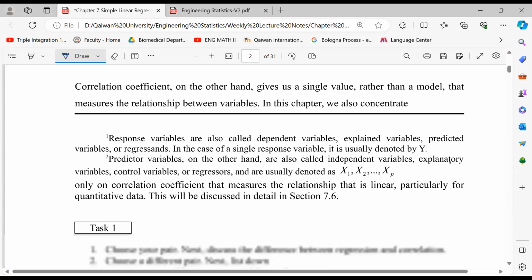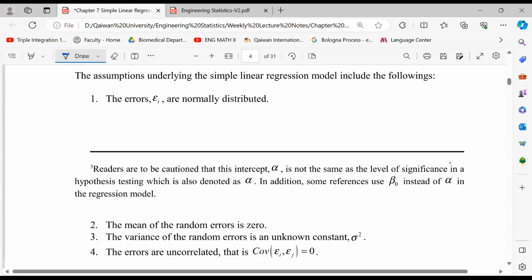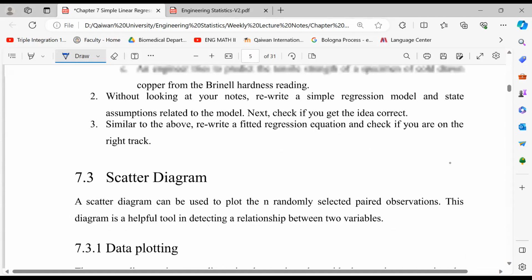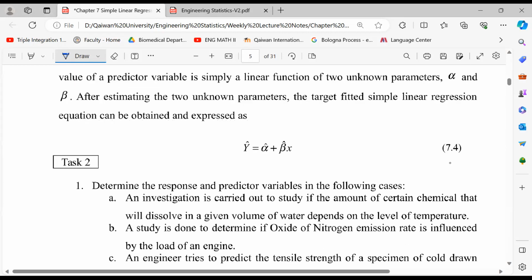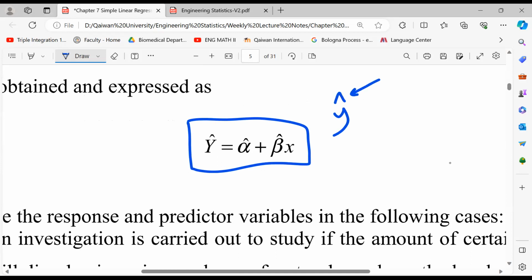First, these are only the basic things and the derivation of the rules. This is the linear regression equation. Y hat, this symbol reads as hat. Y hat is alpha hat plus beta hat x. Okay, this is the linear regression equation.